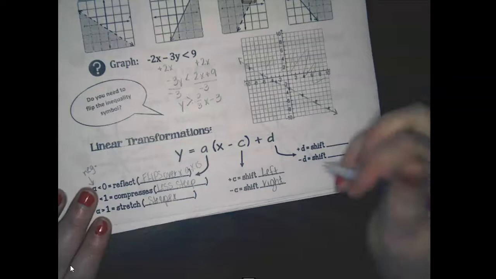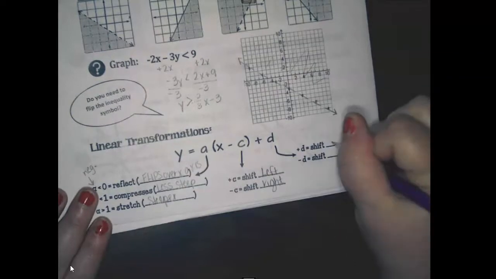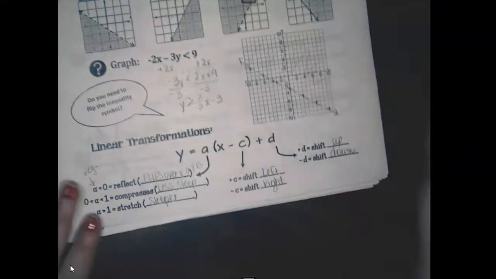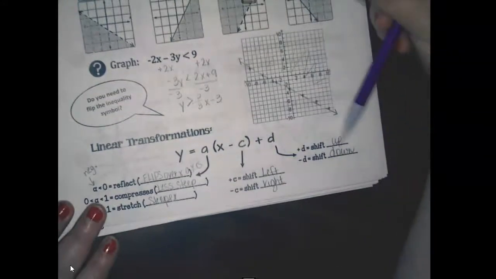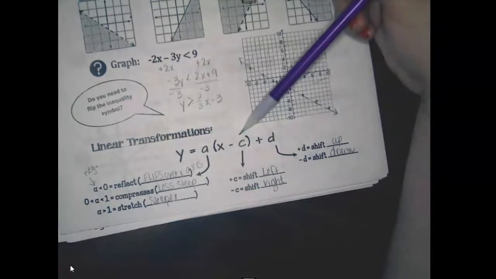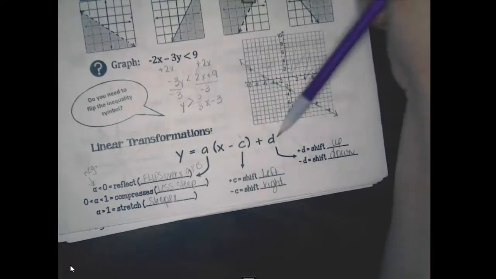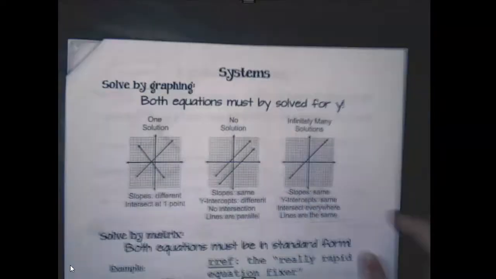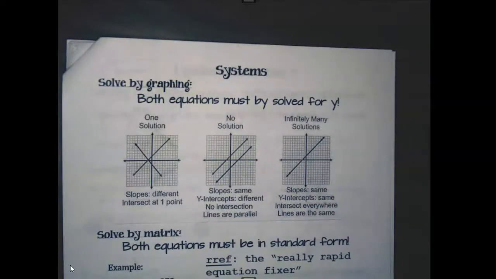And that D, if it's plus, it's going to be up, and if it's negative, or if it's a subtraction, it's going to be down. Normally we do well with this. Just remember, inside is going to be my left and right, and my outside is going to be my up and down. Most of you are doing really well with that, but I don't know if you had to use your notes for it.